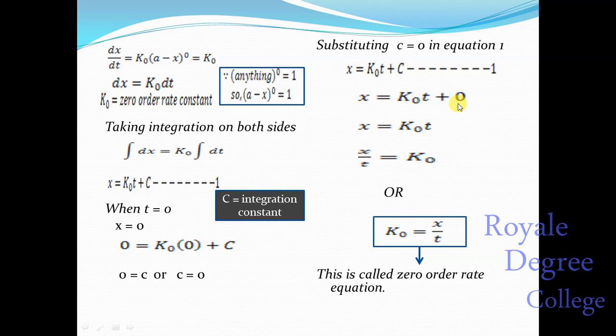Now what will be there in the next step? K0t plus 0 is k0t only, so we write the same. Now in the next step, we bring t to the other side. So x by t we will get equal to k0, or we can write it this way also: k0 is equal to x by t. So this is called the zero order rate equation.